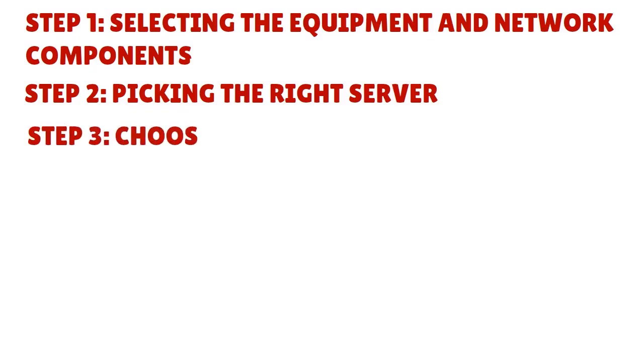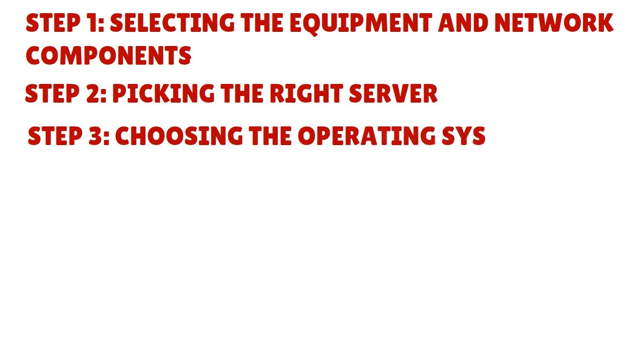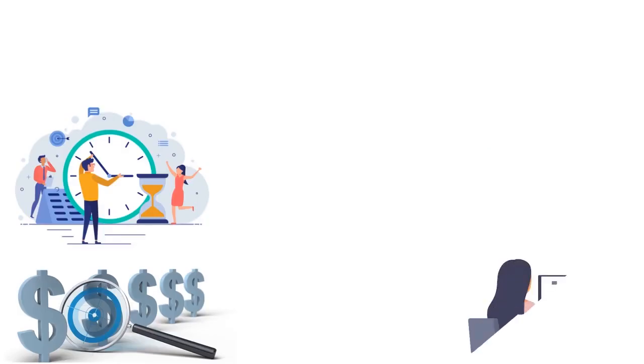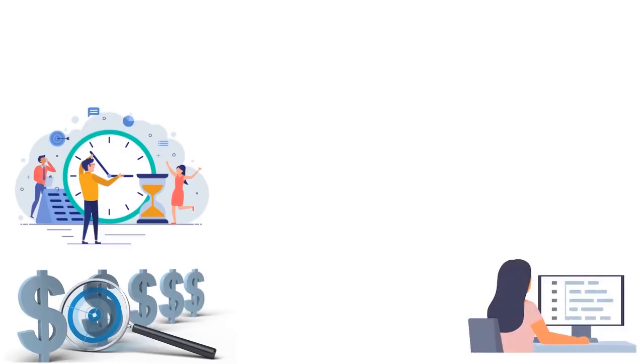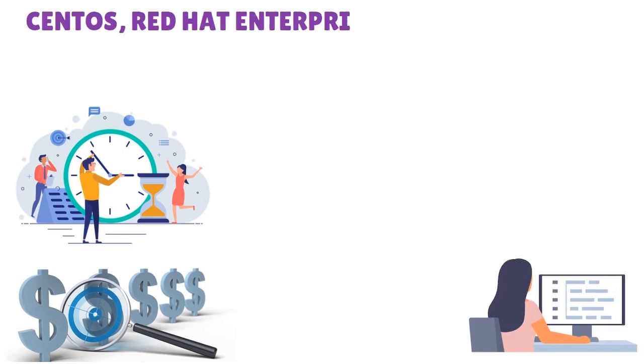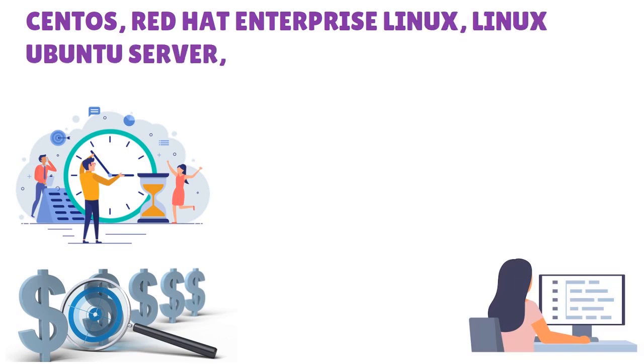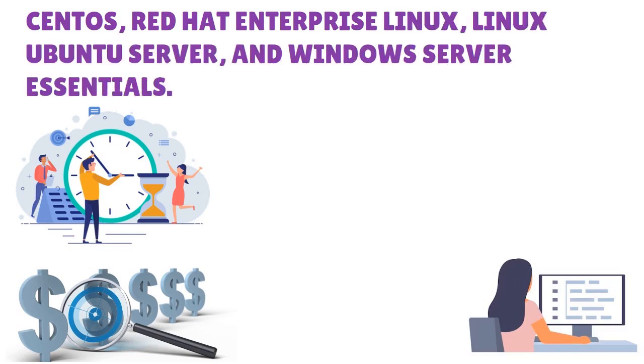So let's talk about choosing the operating system. If you are trying to create a file server for your small company, you need to really think about the operating system because a server requires special operating systems that are robust and designed to support a couple of users and devices simultaneously. And some of the most common operating systems for business servers are CentOS, Red Hat Enterprise Linux, Linux Ubuntu Server, and Windows Server Essentials. I have actually covered this on another show.